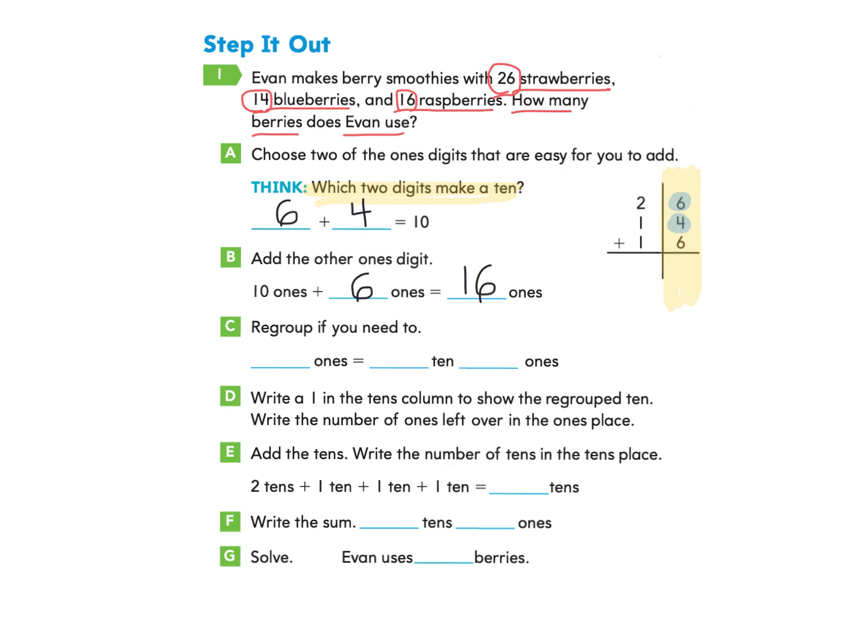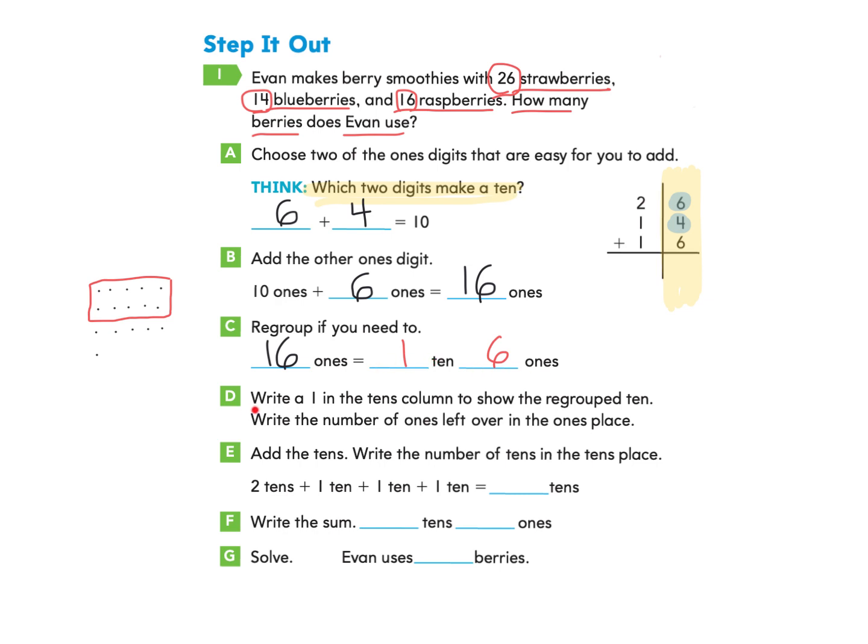Okay, the next part asks us to regroup if you need to. So we have 16 ones. And again, that's like if we drew 1, 2, 3, 4, 5, 6, 7, 8, 9, 10, 11, 12, 13, 14, 15, 16. And we said, how many 10s are there? We can draw a box around the group of 10. That's one group of 10. So we have 1 ten. And how many ones do we have left over? We have 6. So now we have regrouped 16 ones into 1 ten and 6 ones.